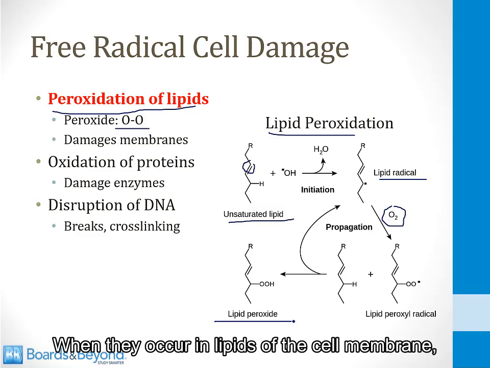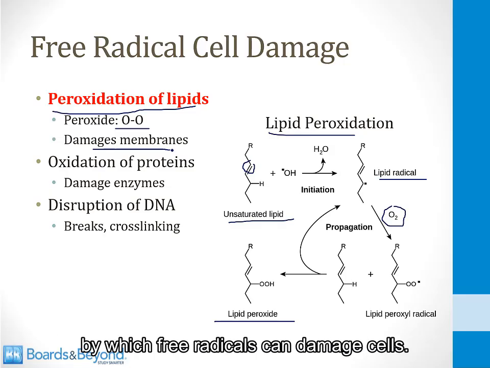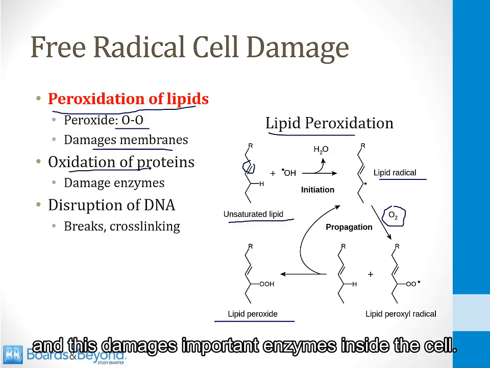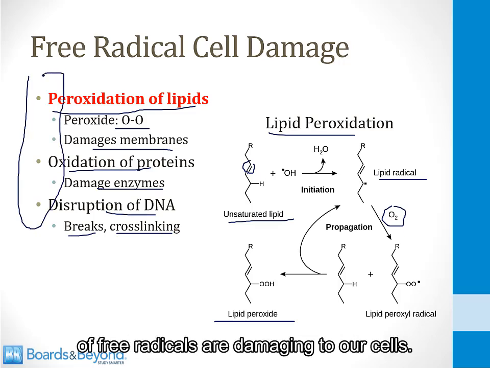When they occur in lipids of the cell membrane, they damage the membranes, and this is one of the ways by which free radicals can damage cells. In addition, free radicals can oxidize proteins, and this damages important enzymes inside the cell, and they can also disrupt DNA. They can cause breaks in DNA and cross-linking, and all of these things are how high levels of free radicals are damaging to our cells.